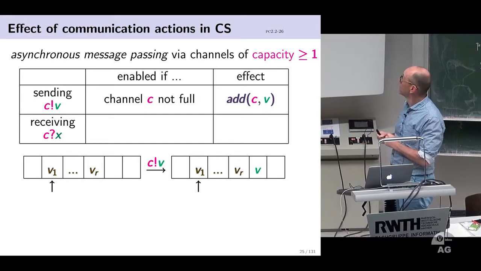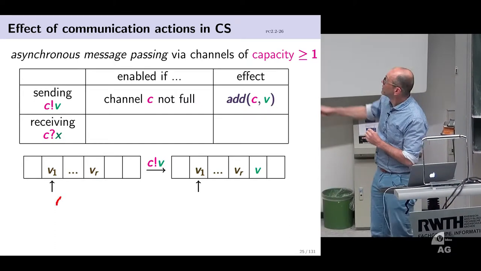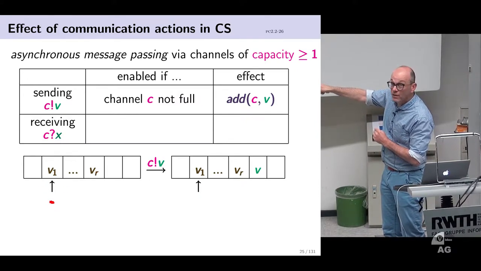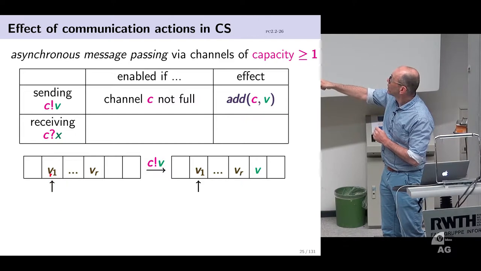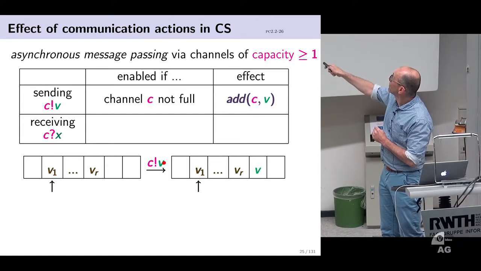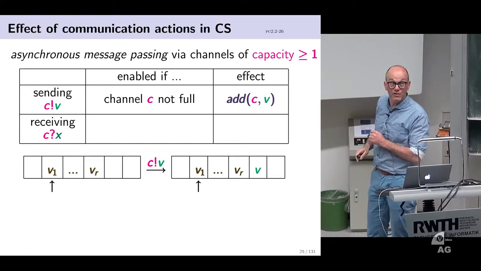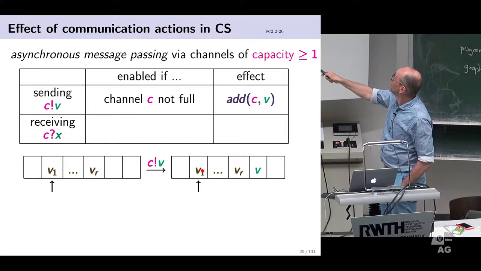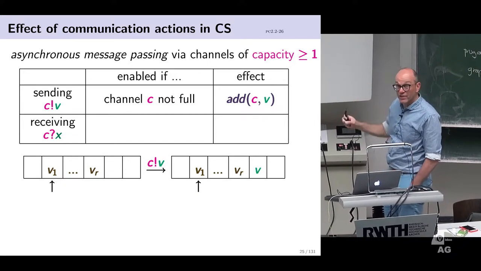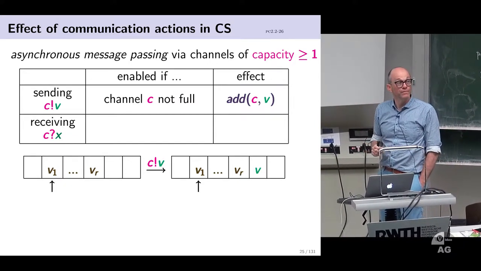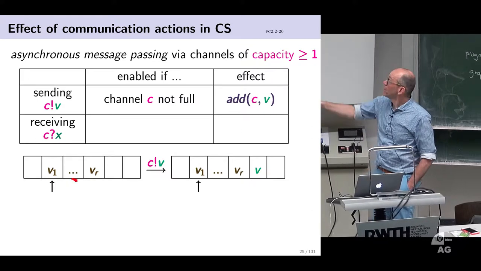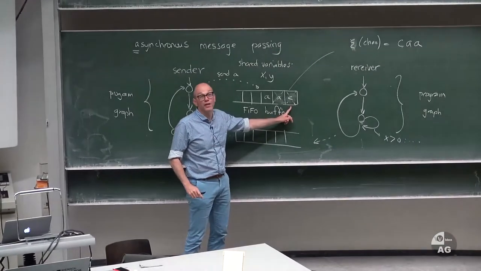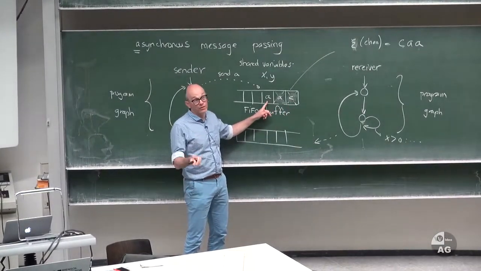What will be the effect? Well, the effect that I just have explained: if this is the current channel content, where this is the head of the channel, then we're going to add a new message, namely the value V is going to be appended to the content. That means the head of the channel is still V1, and this new value V is appended at the end of the channel. Notice that here the ordering is the reverse of what I drew here. Here is the head of the channel, and here you append it at the end of the channel.